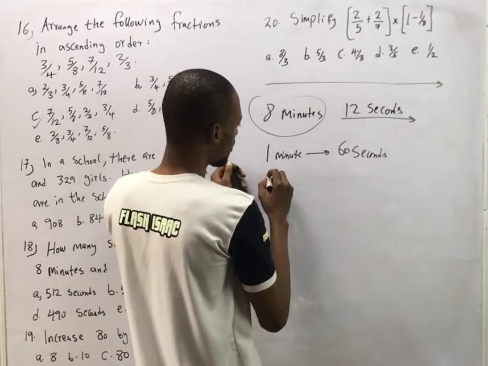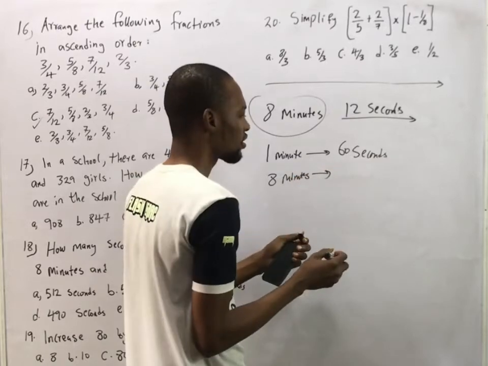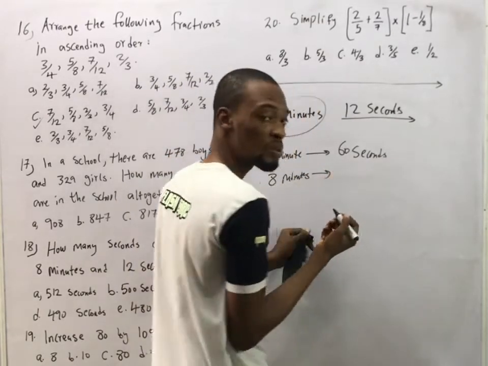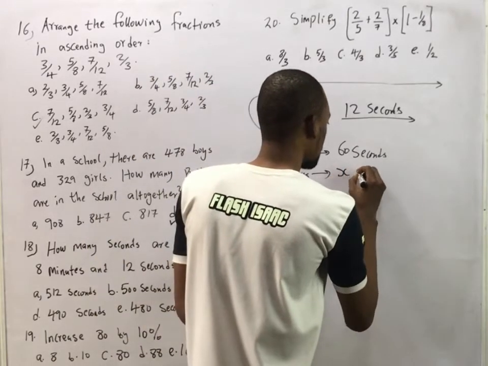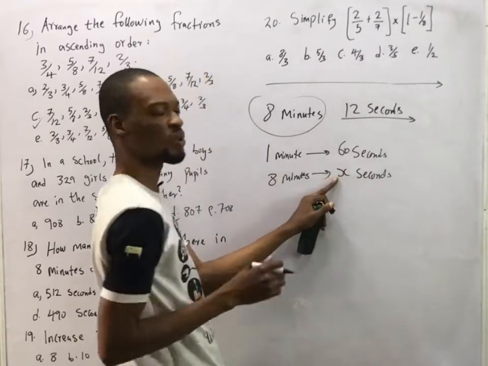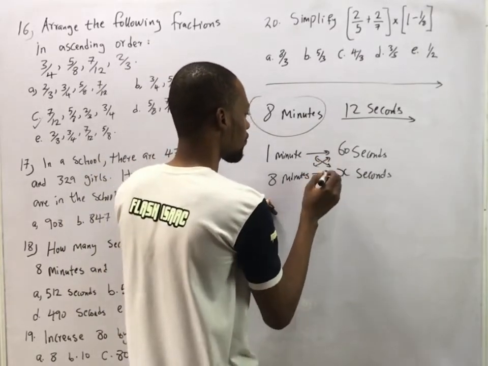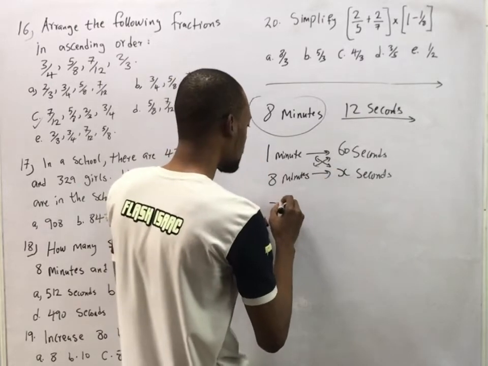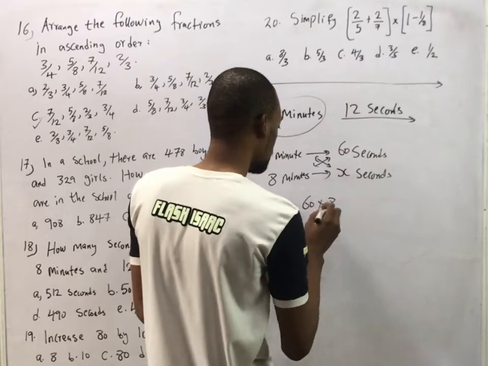So 8 minutes will be what? We don't know, so let's call it S seconds. We are using S to represent the unknown seconds. Cross multiplying this, S times 1 will give you S equals 60 times 8.